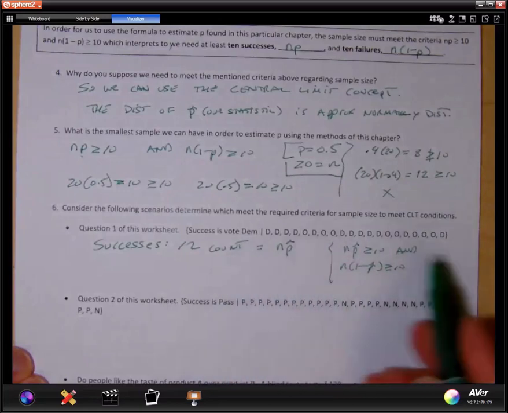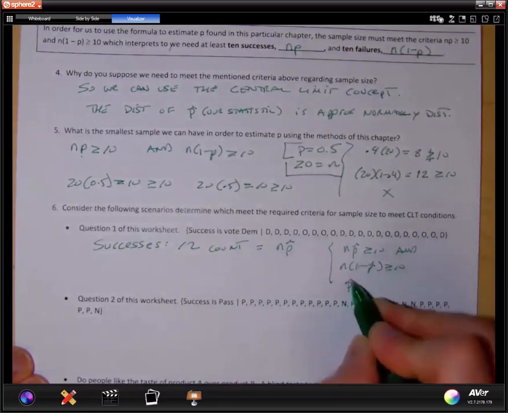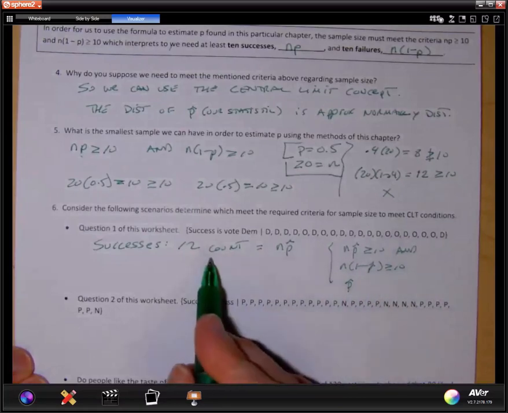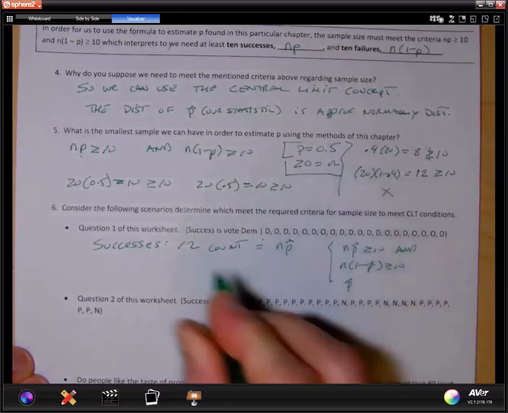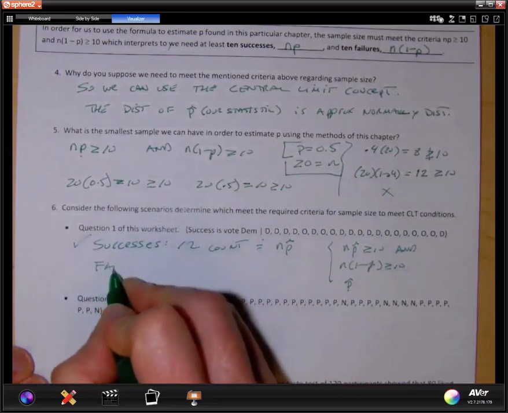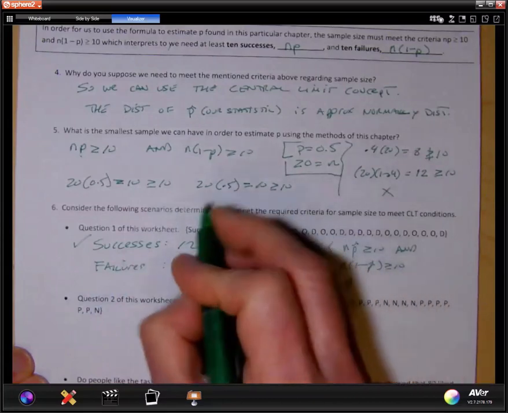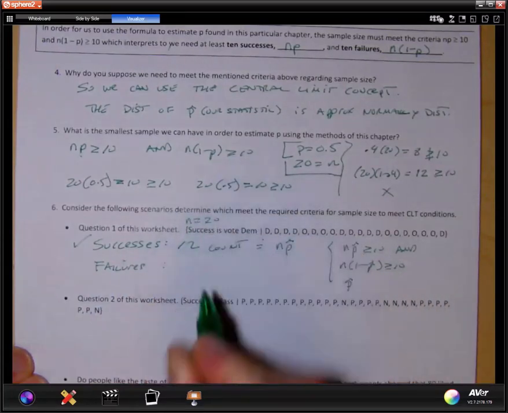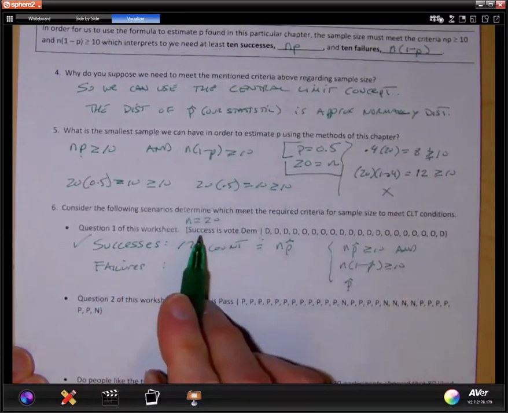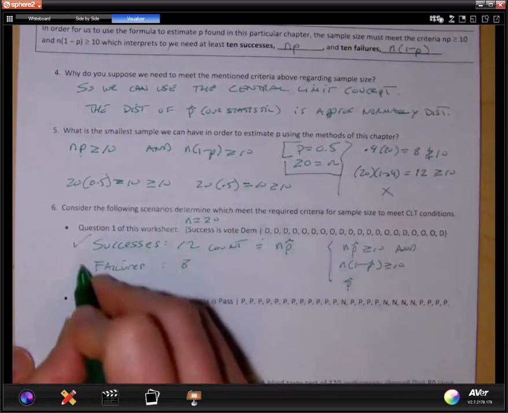All I need to do is count how many successes I have and failures, so I don't need to convert it first to a p hat to do this. I just need to count, right? So I have 12 successes, good. That means it's great. But the failures, well, there is 20 here. Again, n was a 20. So if that's all it was, then I have 8 failures. And that is a big no.